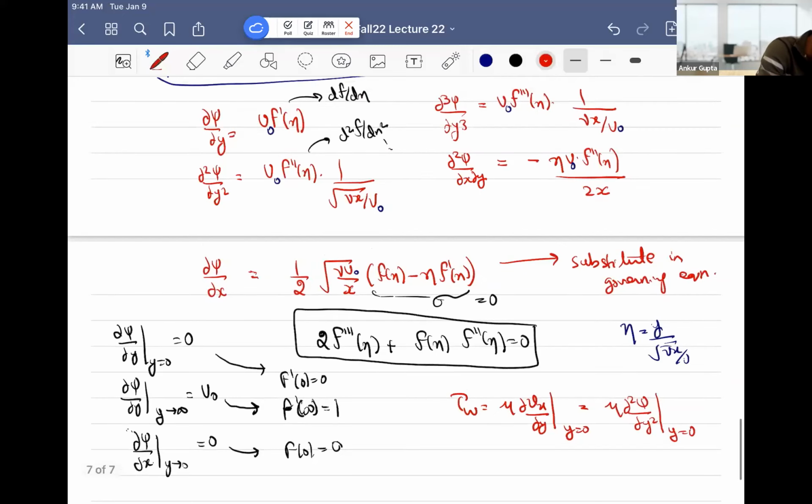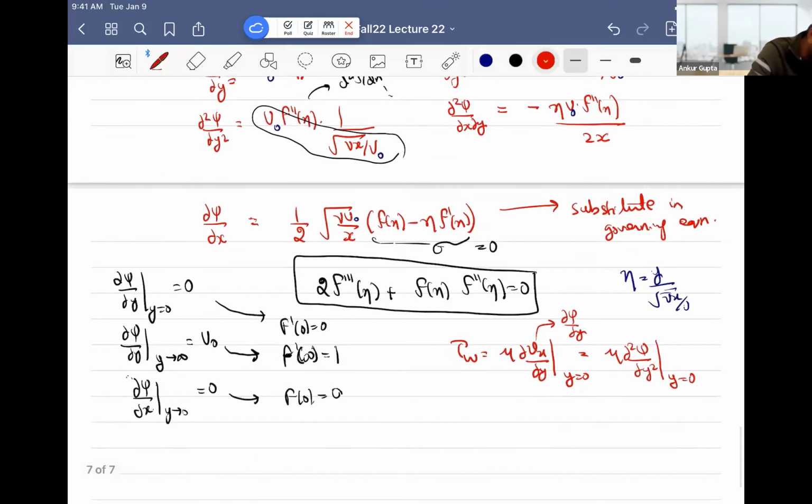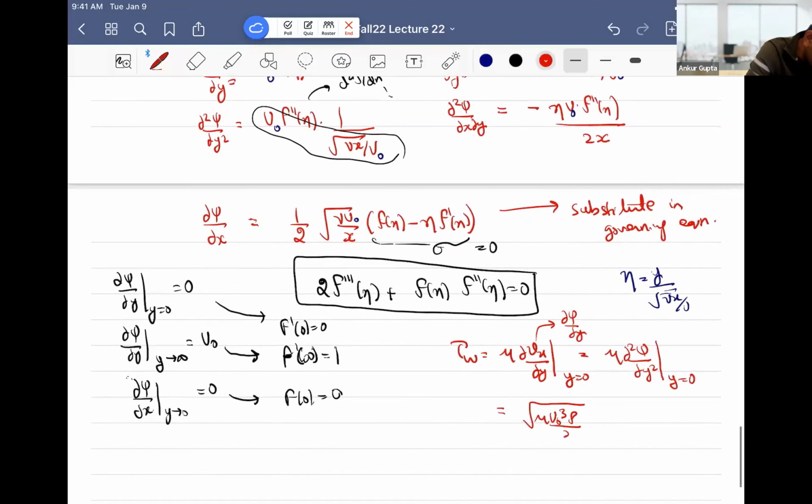Because note that Vx is del psi by del y, it will become del square psi by del y square. And as you can see from here, this is essentially what I'm talking about. This will give you tau wall, which is square root of mu u naught cube rho by x times f double prime of 0.